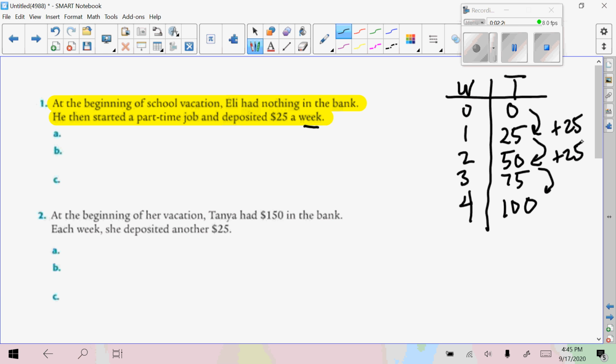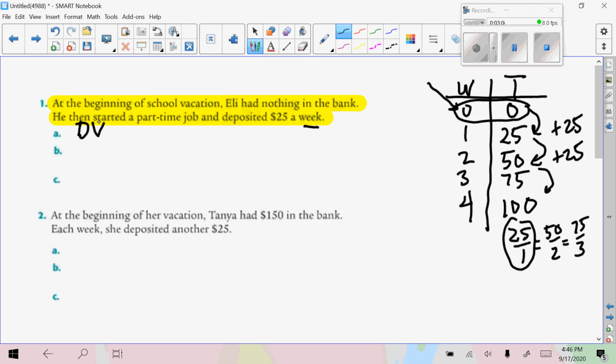And then to tell if it's a direct variation, if it's linear and it starts at 0, 0, it is a direct variation. The other way you can tell is, ignoring the 0, 0, are the ratios of the dependent variable over the independent variable always the same? In other words, is 25 over 1 equal to 50 over 2 equal to 75 over 3? And yeah, those would all simplify to 25 over 1. So it's definitely a direct variation. So here's our abbreviation we'll use for that, DV, direct variation.